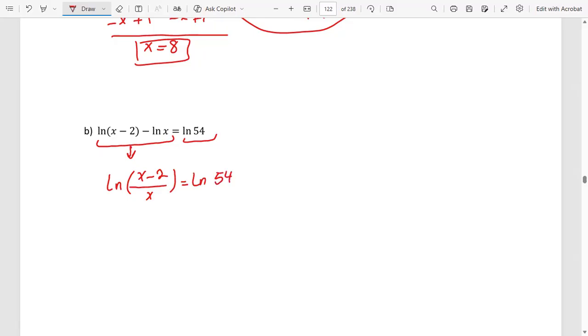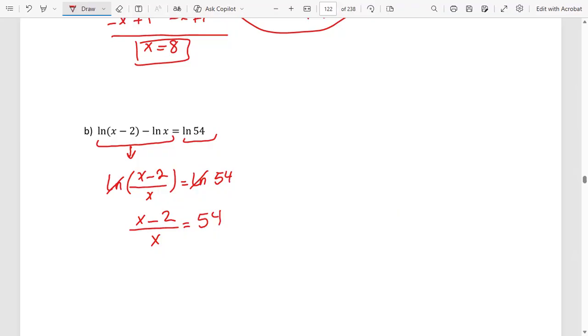And every time you have one log on the left and one log on the right, it's not canceling. It means that if the two logs are the same, the two arguments must be the same. So I have to set them equal to each other and try to solve this equation.